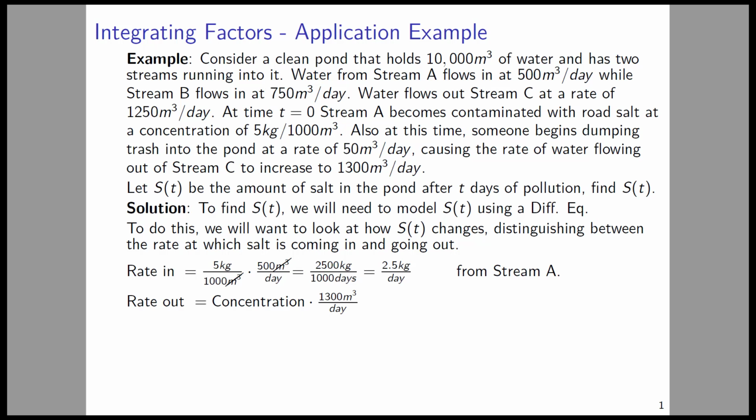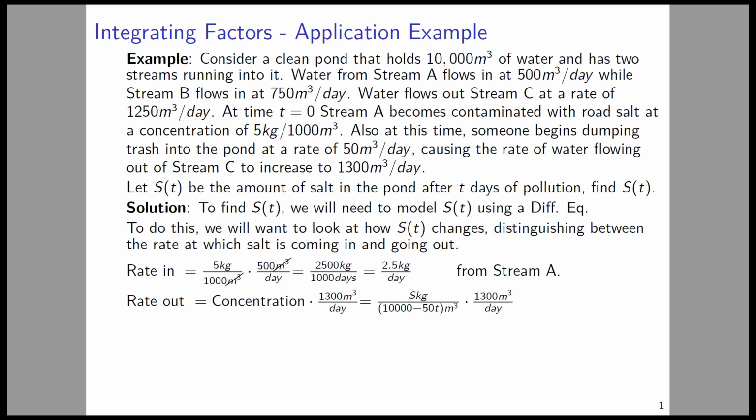To do the same thing for the rate out, we'll need to know that concentration. The concentration of salt in the pond is going to be the total amount of salt divided by the total volume of water in the pond. The total amount of salt is given by S of t. So the concentration will be S kilograms of salt per total amount of water in the pond. Now, at the start of this process, there was 10,000 cubic meters of water.